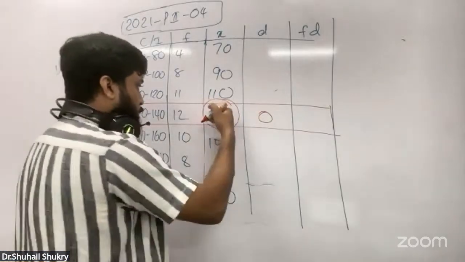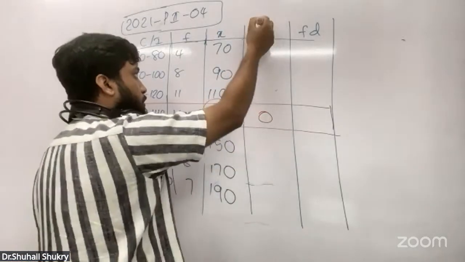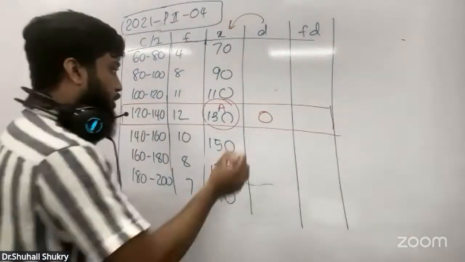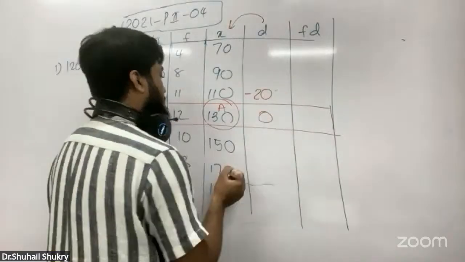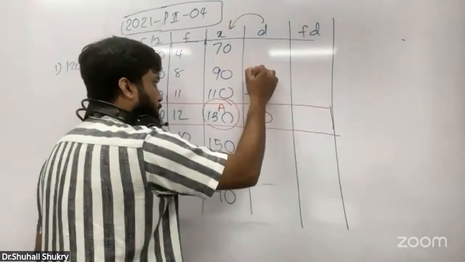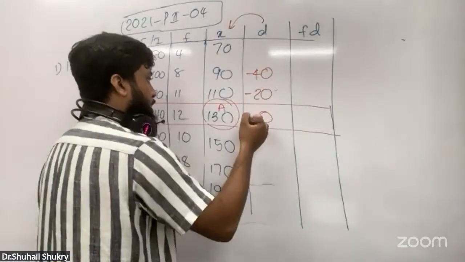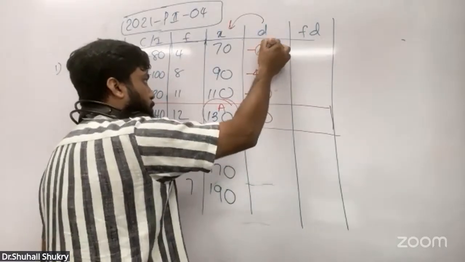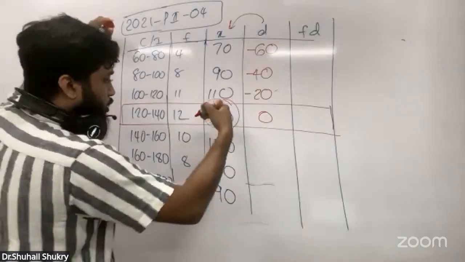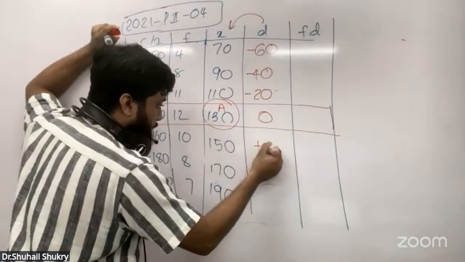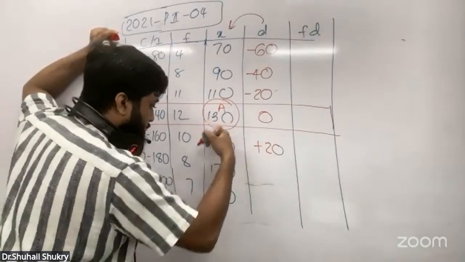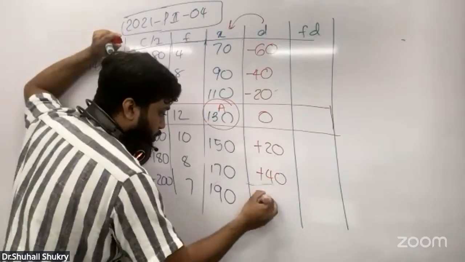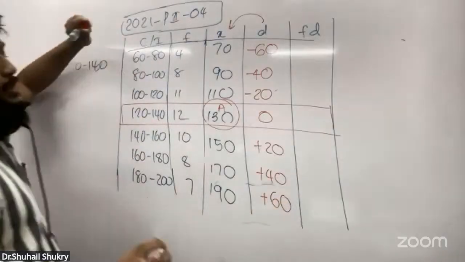Okay, 130 to 110 means you have to fill the D column by looking at the X column. So from 130 to 110, the difference is minus 20. From 130 to 90 means minus 40. So it goes minus 20, minus 40, it goes in order, so it should be minus 60. If you want to come from 130 to 150, you should add plus 20. From 130 to 170, plus 40. From 130 to 190, plus 60. So it goes like this.